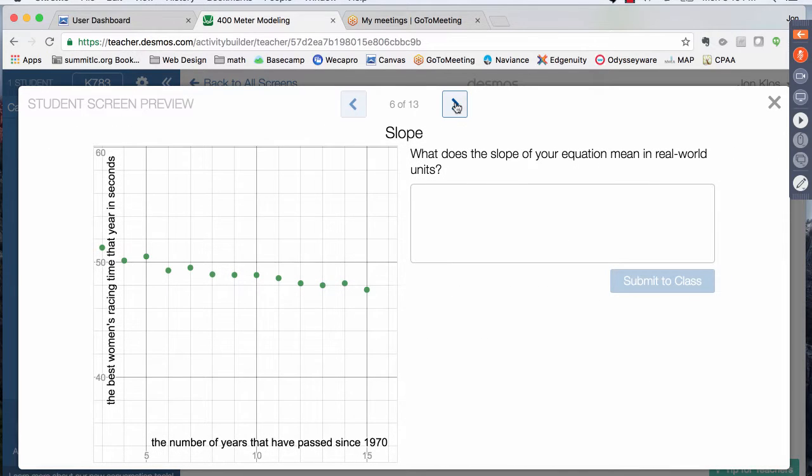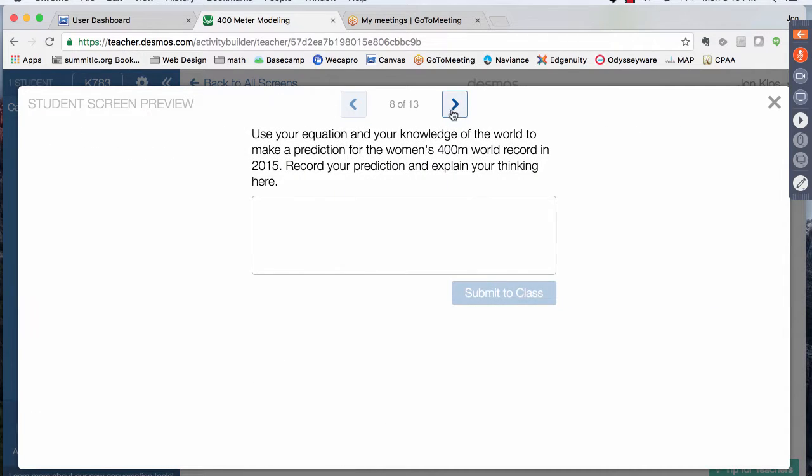Then you're going to make sense of what your slope means in terms of the context of the problem. What does the y-intercept on your equation mean in real world units? If you have point-slope form, you'll have to rearrange it to get it into y-intercept form. And then you're going to make a prediction using your equation for the year 2015. So you use your equation, put 2015 in for x, and calculate the y value you get, and then you'll see how it fits. So follow the rest of this along, use the data, and have fun doing some linear modeling.